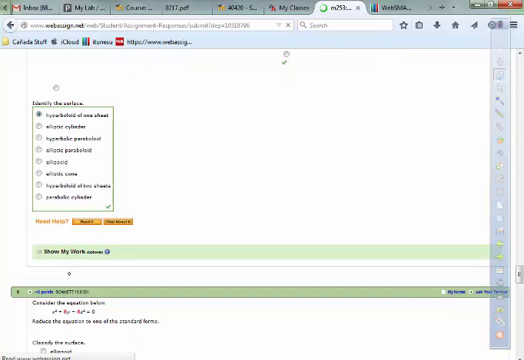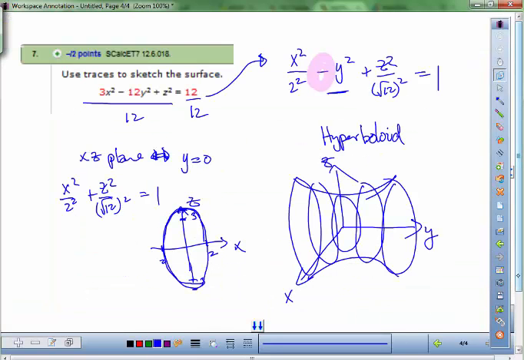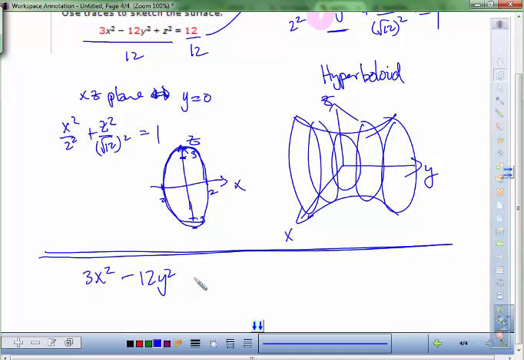So a hyperboloid of 2 sheets will just mean that there's 2 variables with a negative sign. That's the difference. So I won't do a whole new problem for that, but an example of a hyperboloid of 2 sheets would be something like 3x squared minus 12y squared minus z squared is equal to 12. So in this case, this would be a hyperboloid of 2 sheets.